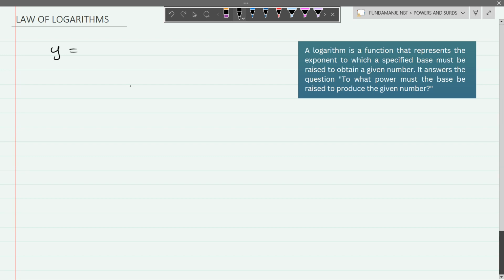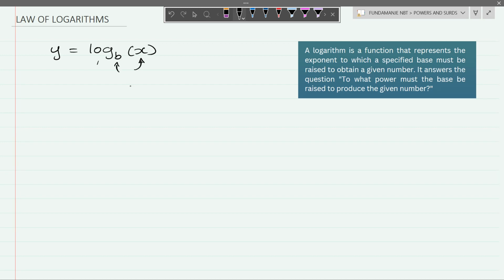y is equal to log base b of x, where y is the one that is answering the question, to what power must the base be raised to produce the given number. So to what power must this base be raised to produce this number?